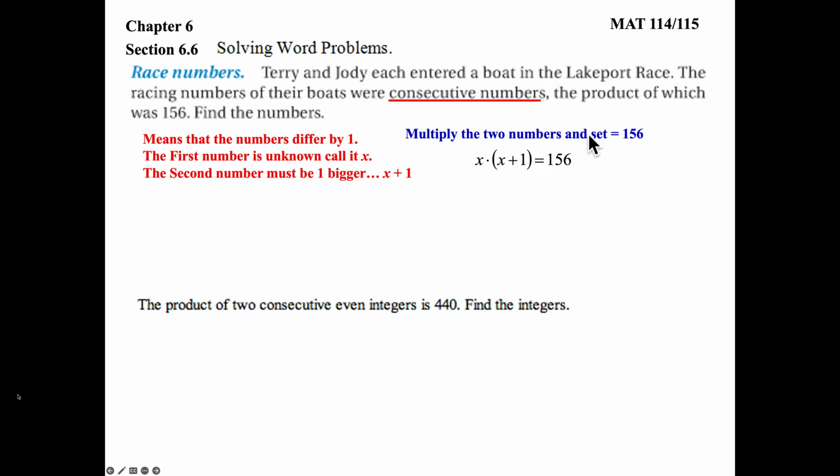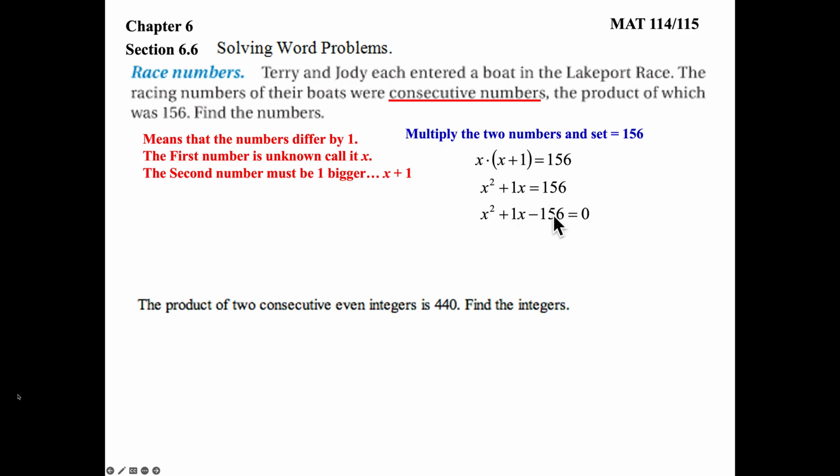Just like those last two examples where they weren't set equal to 0, we'll distribute the x. x squared plus 1x equals 156. We'll subtract over the 156. Okay, factor time. We're looking for two numbers that multiply to be 156 and subtract to be 1. Well, they've got to be right next to each other.